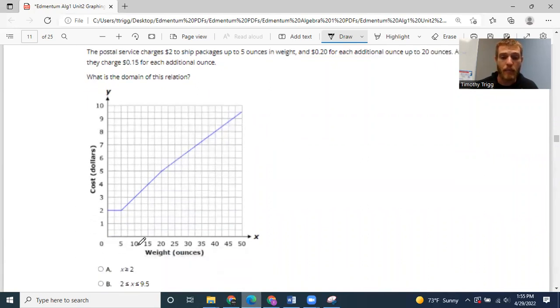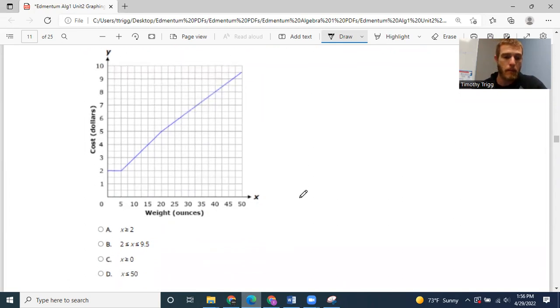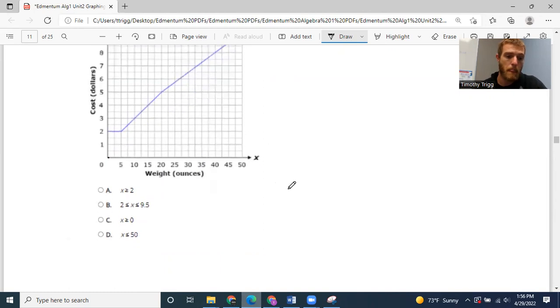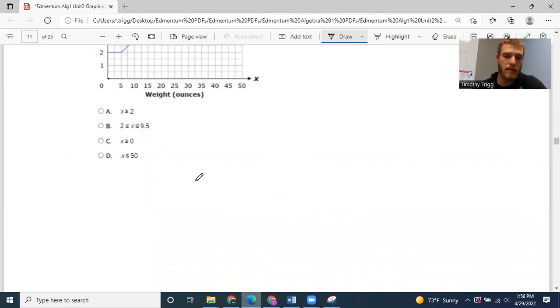So the domain is your independent variable, so your x values. So what x values are possible here? Well, you could have an x value of 0. Yes. Can you have an x value of 5? Yes. 10? Yes. 35? Yes. 50? Yes. What about 60? Yes. It keeps on going. You could imagine this keeps on going in this way, right? So even values that you can't see can still be in the domain. Okay. So think about which of these basically says that.